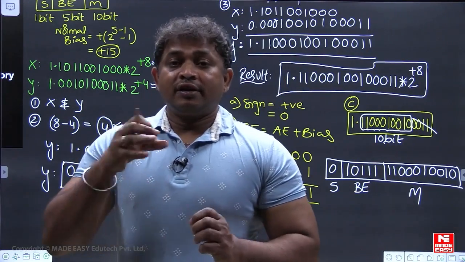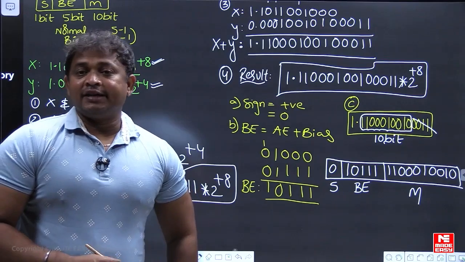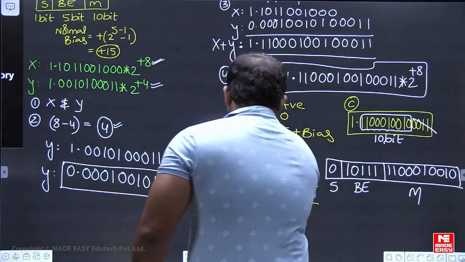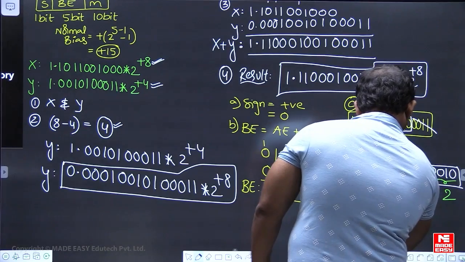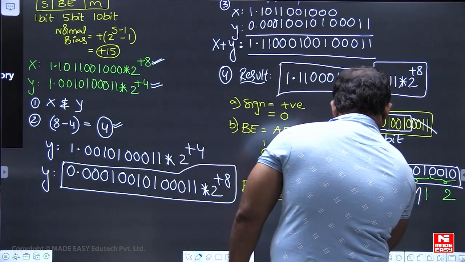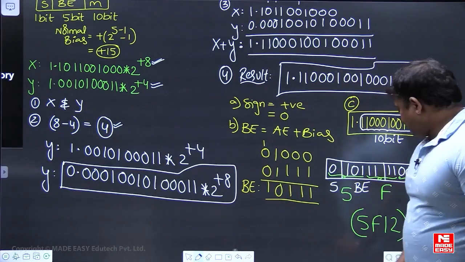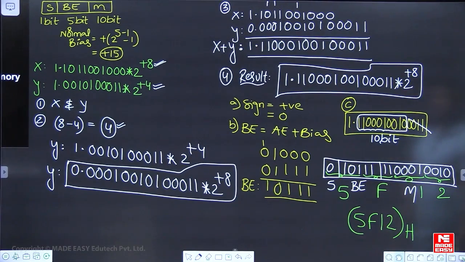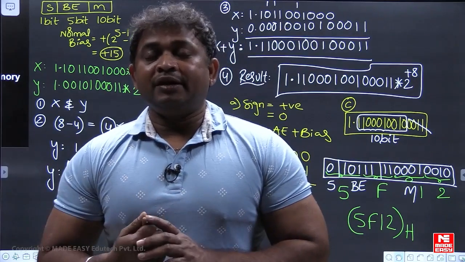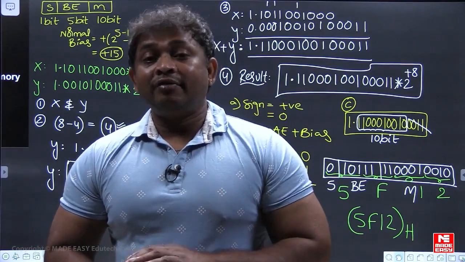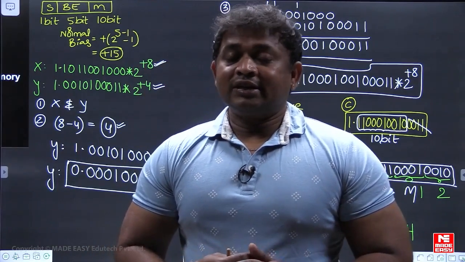So after addition, the result will be stored in memory using the given floating point format like this. Now we need to report the hexadecimal. When you want hexadecimal, group 4 bits and report the value: 4 bits is 5, 4 bits is F, 4 bits is 1, 4 bits is 2. So 5F12 base H. This is the answer. After performing the addition between the given two floating point numbers, the result stored in memory using the floating point format has the equivalent hexadecimal value 5F12. Now go back to the question and select the correct option.